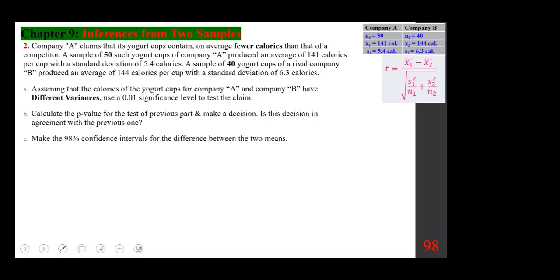So we are going to go with Company A as the first group, N sub 1, X1 bar, S sub 1. Same thing for Company B, we're going to go with subscript 2. N sub 2 is 40, X sub 2 bar 144 calories, and S sub 2 is 6.3 calories. So let's write the given. Starting with the test of hypothesis, H0: mu1 is mu2, and H1: mu1 is less than mu2, making it the claim and the left tail test.